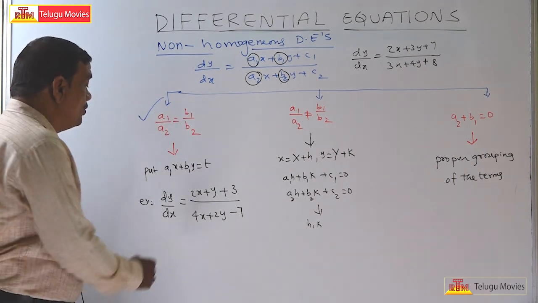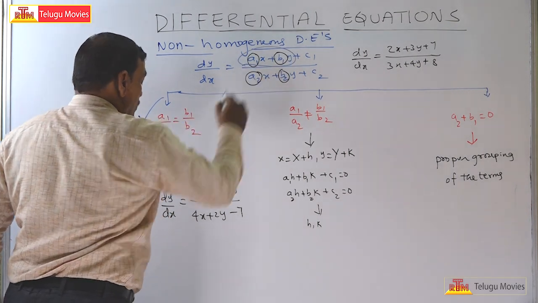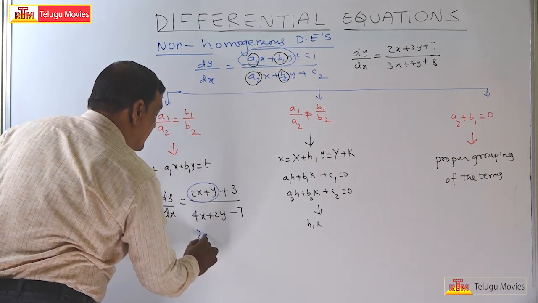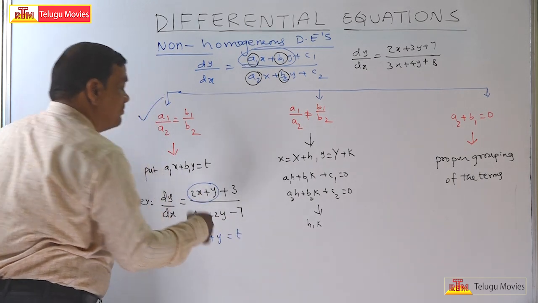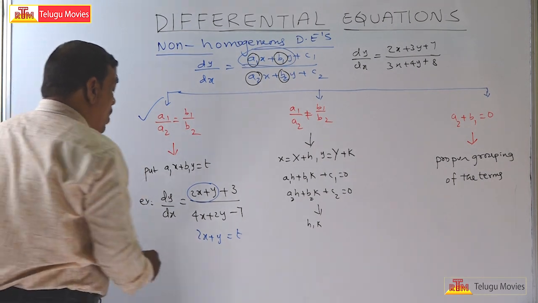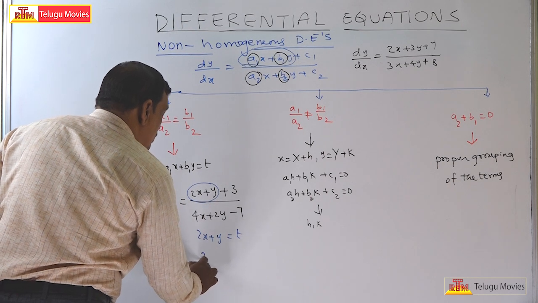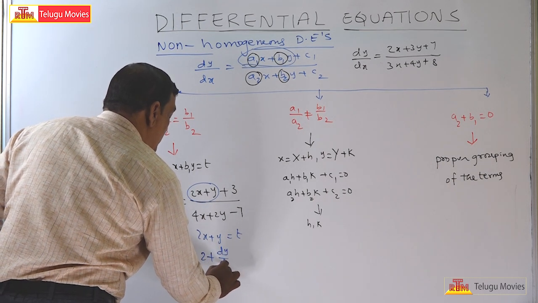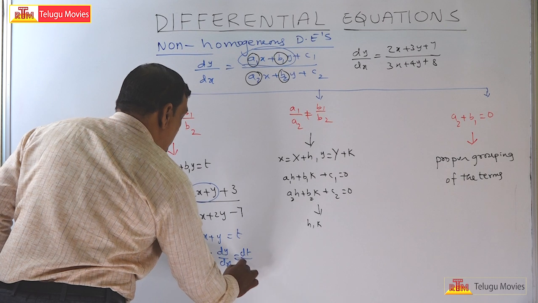Then what have to do? What is the numerator here? 2x plus y is equal to some t or z, something other than x and y. Now your problem, differentiate this. So this is 2 plus dy by dx is equal to dt by dx.